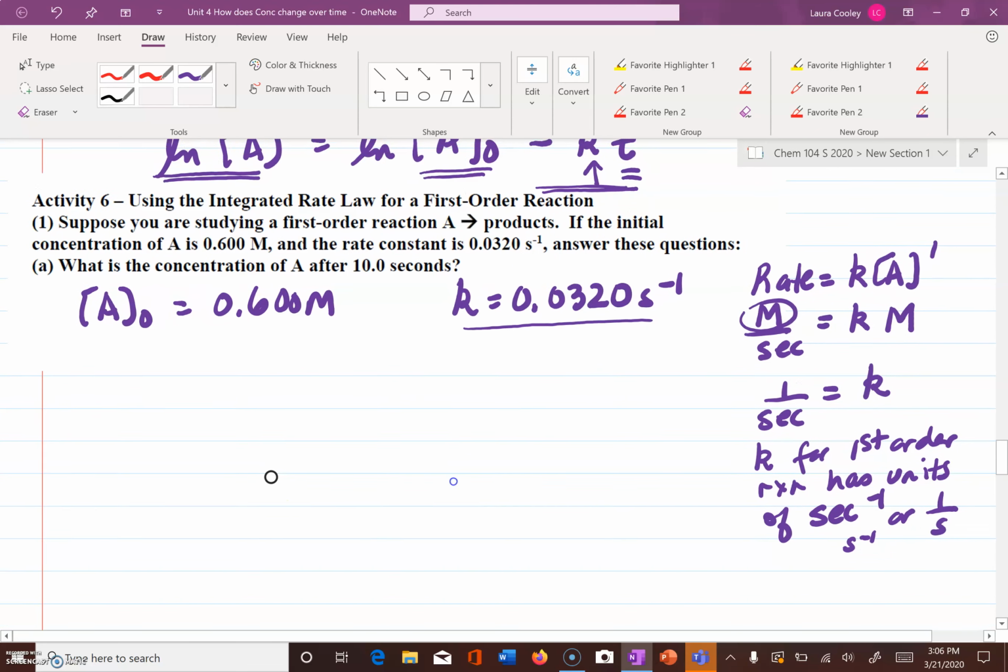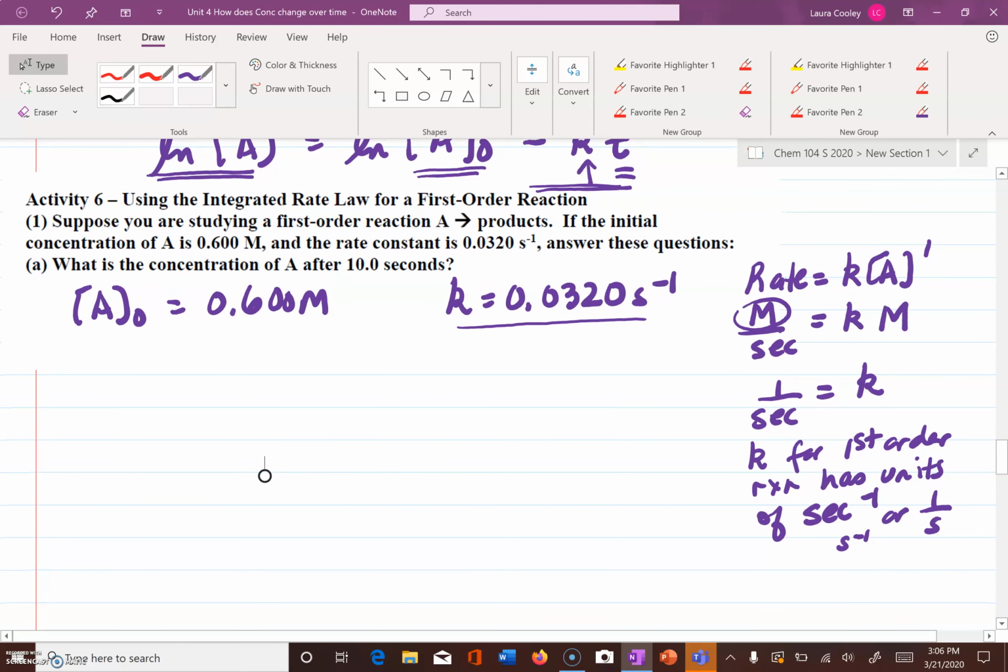So here you're given the initial concentration of A, and you're given the rate constant. And the question that's asked is, what is the concentration of that reactant named A after 10 seconds? So that's what we're going to work on. How are you going to work on this? We're going to use the equation that we just got, that the natural log of A is the natural log of A0 minus kt, okay?